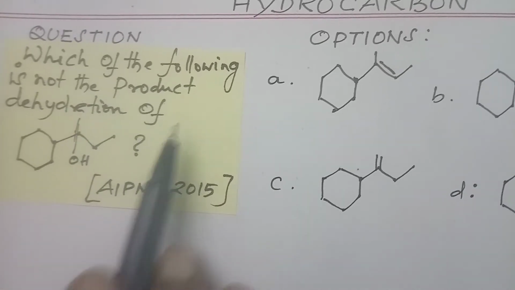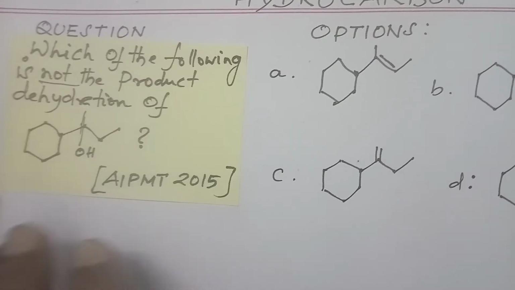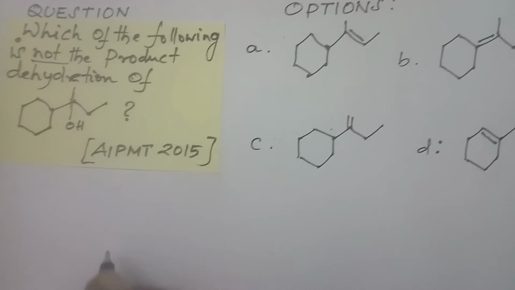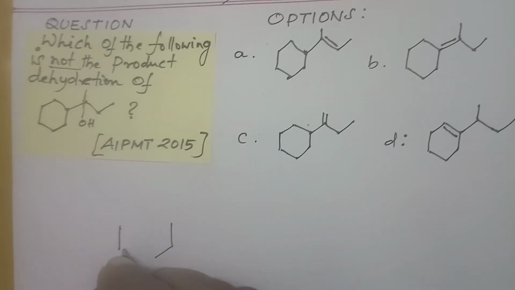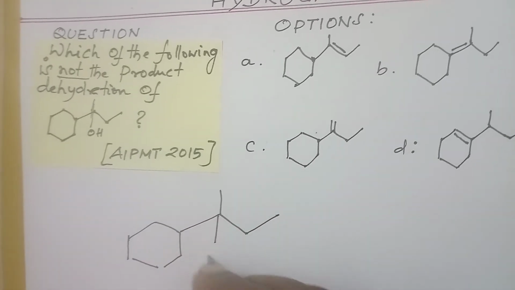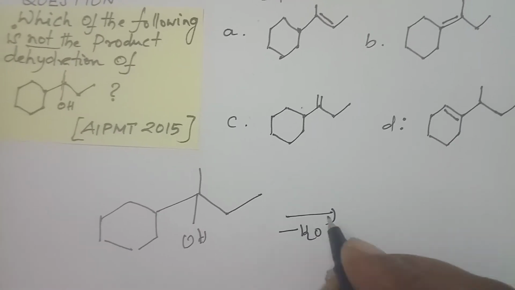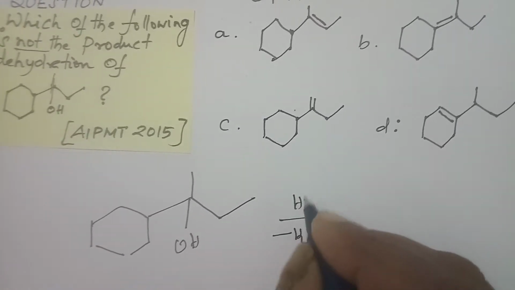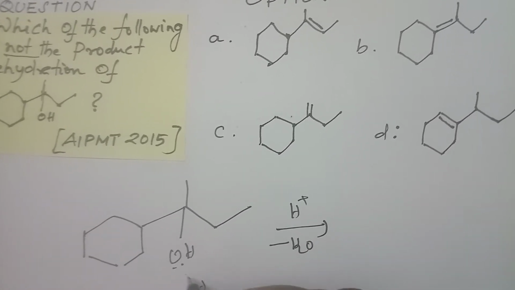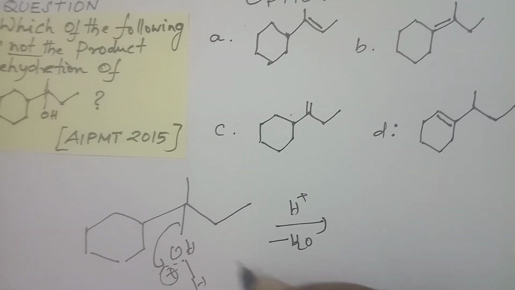Which of the following is not the product of dehydration of this compound? Underline the word not. Let me write the given compound first. What is the meaning of dehydration? It means removal of water. Now what is happening in the acid medium? First, the lone pair is attached with the hydrogen and there is a formation of a bond, and here this bond is removed, or I can say OH is removed.